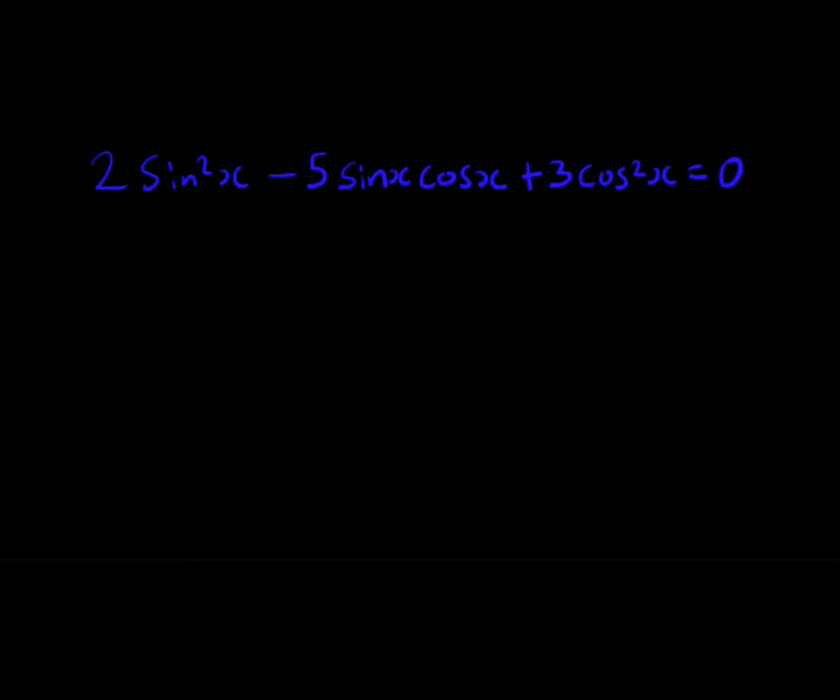Let's deal with a question that appears in exams but usually gives even professionals problems. You're given 2 sine squared x minus 5 sine x cos x plus 3 cos squared x equals 0. I'm going to show you two methods to solve this.